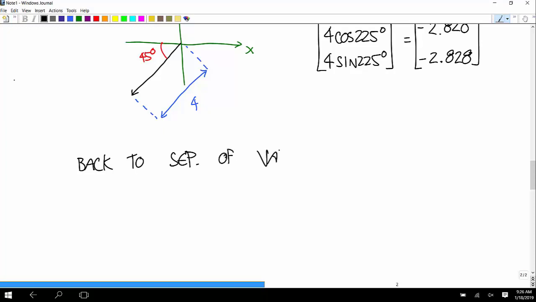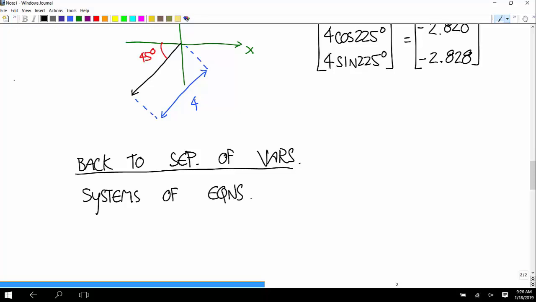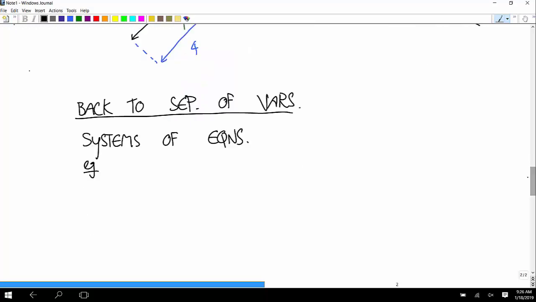Separation of variables. One thing that's going to come up sometimes is systems of equations. Like, for example, you could have something like x dot is equal to 5xt, y dot is equal to 2y squared t squared, and then with boundary conditions.